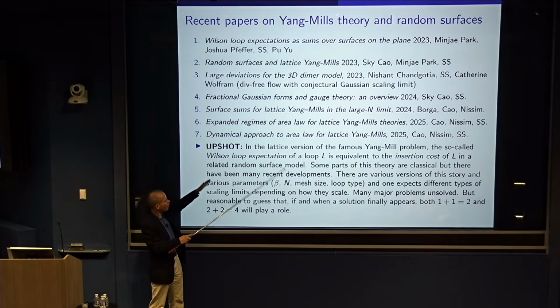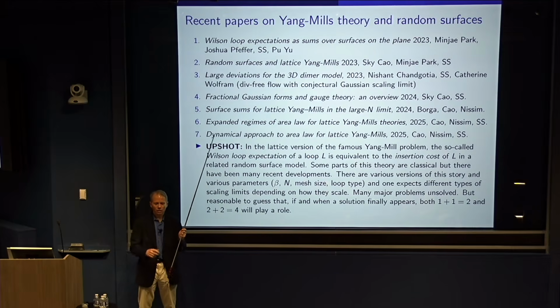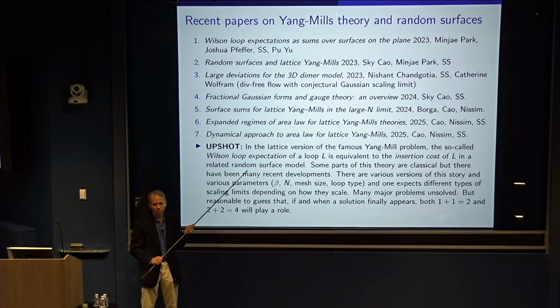Basically, there's a lot of work. Some of it is very old. Some of this has been known for almost 50 years, and some of it's very new, very recent. But there are a lot of different ways of taking these Yang-Mills models and expressing these Wilson loop expectations, these fundamental observable quantities, as sums over random surfaces, where basically you're asking what's the insertion cost of this big loop in some natural statistical physical model.